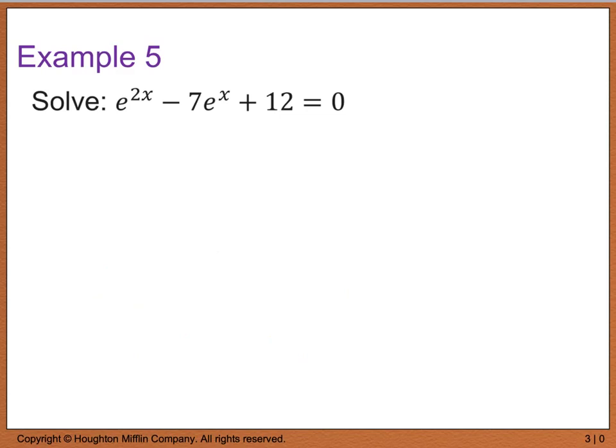Now example 5 is a little bit tricky, but it is kind of fun. Example 5 wants us to solve e to the 2x minus 7e to the x plus 12 equals 0. The one thing that this example relies on is that you know that e to the 2x is really equal to e to the x, and that's being squared. So we really have e to the x being squared minus 7e to the x plus 12, and this equals 0.